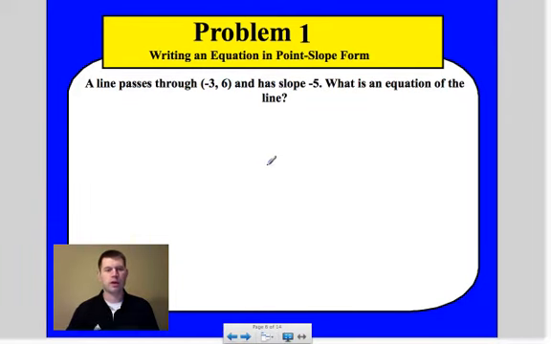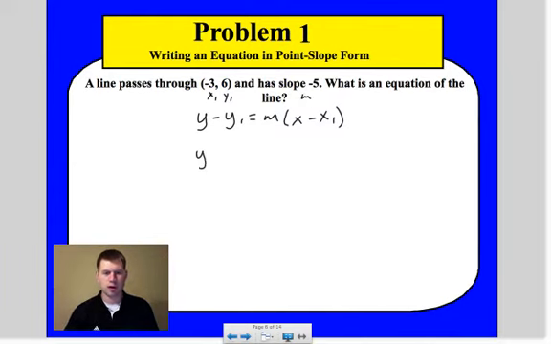Okay, so problem 1. Writing an equation in point-slope form. A line passes through (-3, 6) and has a slope of -5. So we're going to write the equation. Now we're going to just go ahead and write down the formula, that way we remember where everything goes. Okay, so again this is x1, y1, and slope of course is our m.